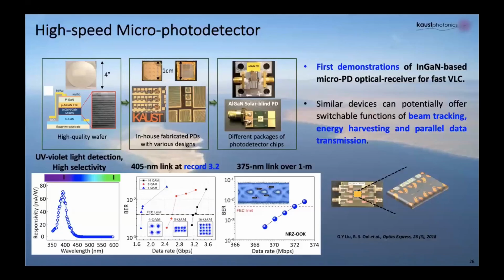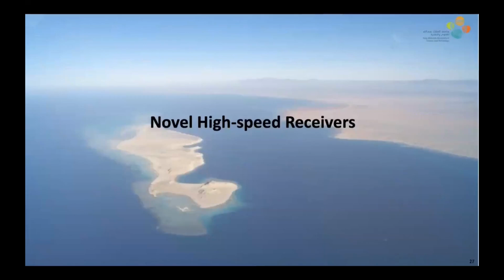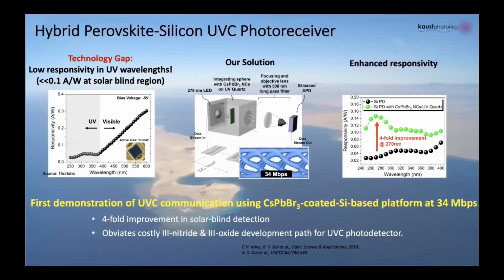We also work on UV and violet PDs that give us a few tens of megabit per second. Some of these are a new type of high-speed photodetector. This is something that we're quite proud of and like to point out in the UVC. There's no such thing called a high-speed UVC photodetector as of today, covering the wavelength of 200 nanometers to 280 nanometers or so. This class of photodetector is very important for non-line-of-sight or solar blind communications applications.